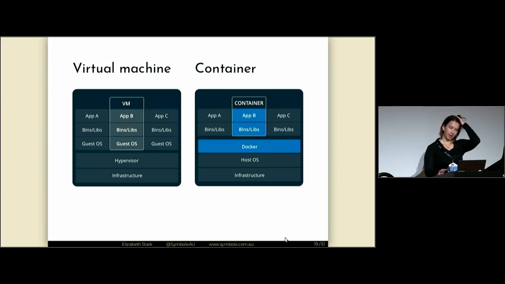Containers are a much more lightweight version of that. So you have a host machine, you have your infrastructure, you have all of your host OS kernel, so all of the core drivers and stuff that run your kernel, that run your operating machine. Then you have this Docker layer that sits on top of it. And basically in your container, all you have is a bunch of libraries and your application.